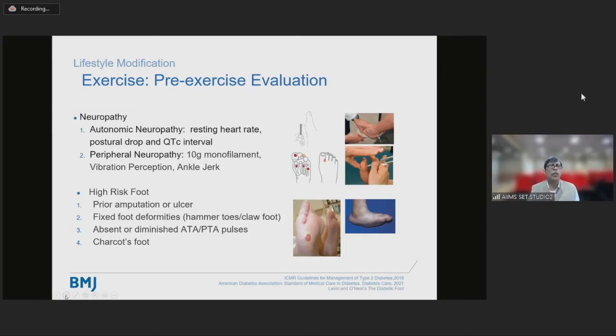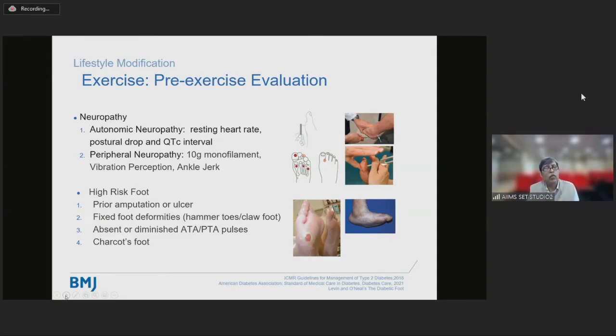Neuropathy, again, autonomic neuropathy may predispose people to problems. So again, I'm not asking you to do complicated tests, but a resting heart rate, because resting tachycardia is suggestive of autonomic neuropathy, and also static hypotension, very important.